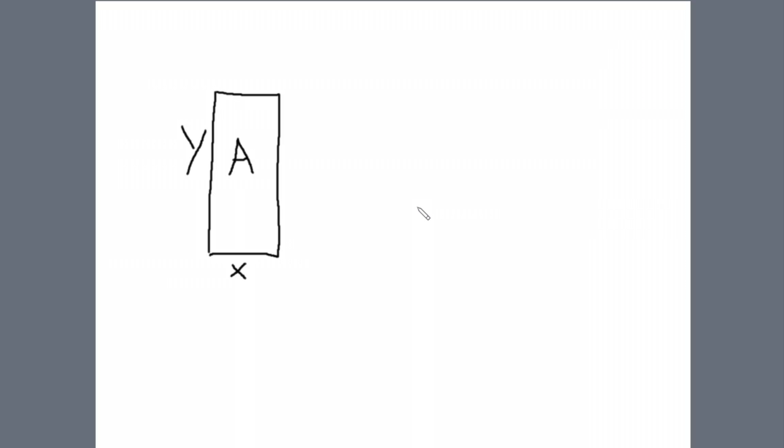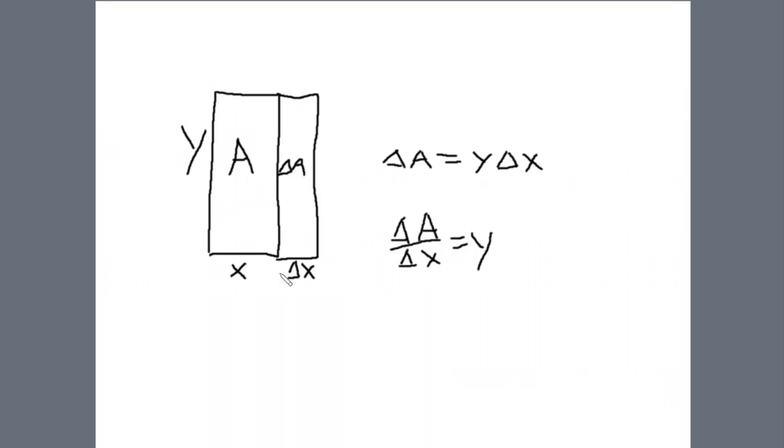To know the exact rate, let's look at a rectangle with a width x and a height y. And so the area of this rectangle we'll just call A, and it's just x times y. If the width of the rectangle changes by an amount that we'll call delta x, then we'll also get a change in area, which we'll call delta A. Delta A is going to equal y times the change in x, or delta x. So if we rearrange this, then we see that delta A divided by delta x equals y. In other words, the change in area with respect to the change in x is just y.